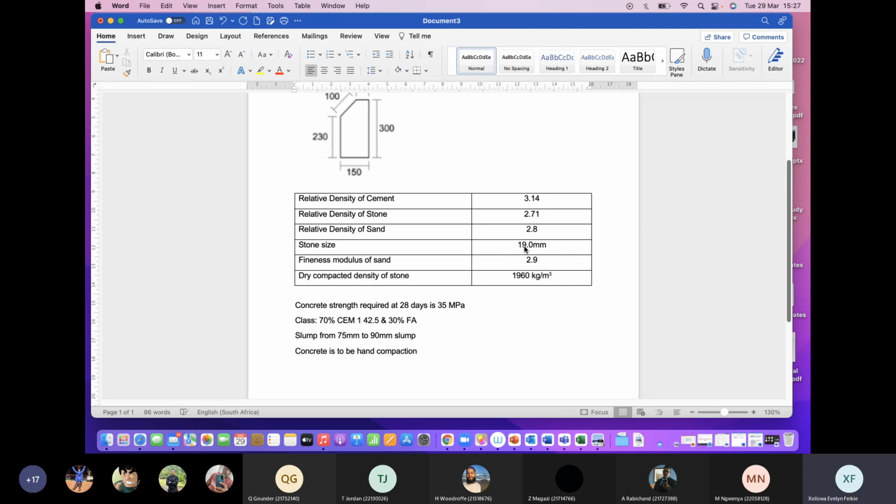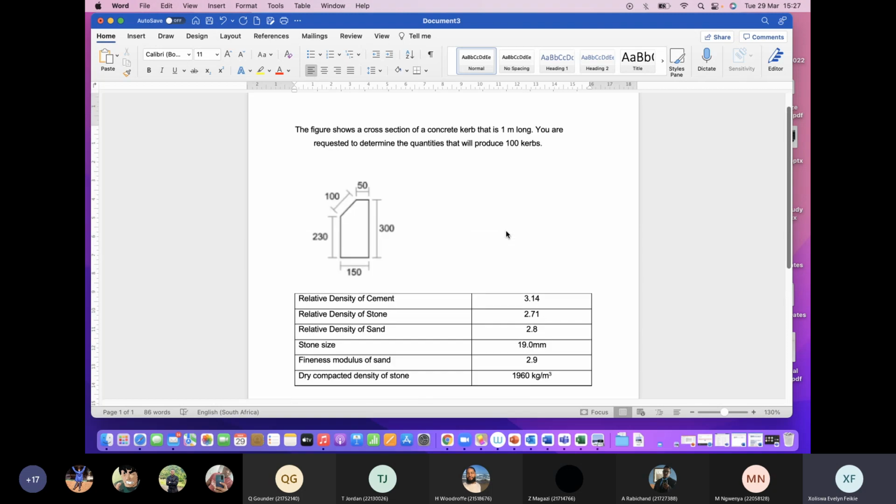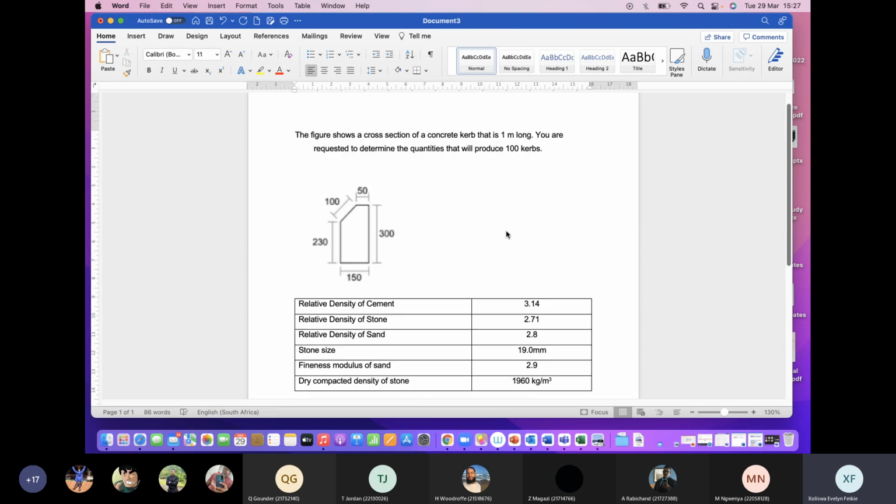So we're going to move together, and you're going to look at the information that you have. What do they want? They want quantities that will produce 100 curbs in terms of what? Volume. So you need to find out first the amount of volume that is 1 curb of concrete, and you multiply that by 100. So you will have the total volume that you're going to need. You put that aside.